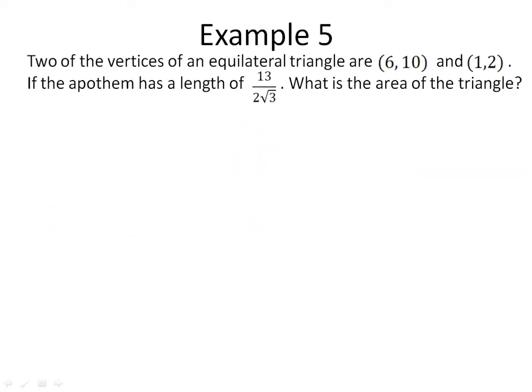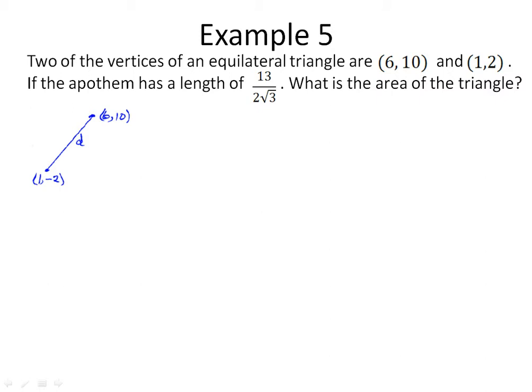Okay, going to example 5. 2 of the vertices of an equilateral triangle are at (6, 10) and (1, -2). If the apothem has a length of 13 over 2 square root of 3, what is the area of the triangle? Okay, so here's what we have. We have a side, and we know that the 2 endpoints are this. Okay, fortunately they didn't ask us where the other endpoint was, because that could get really ugly.